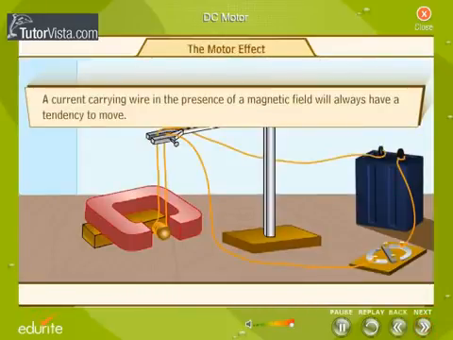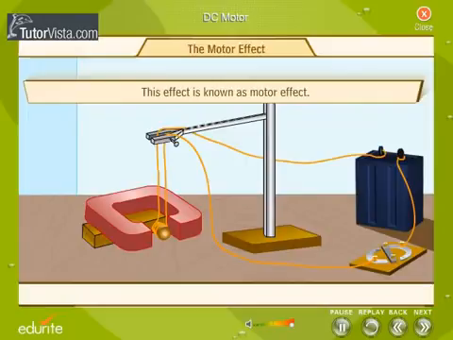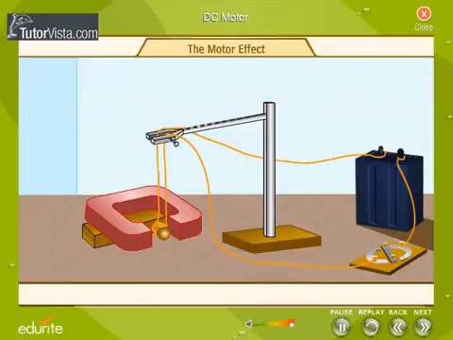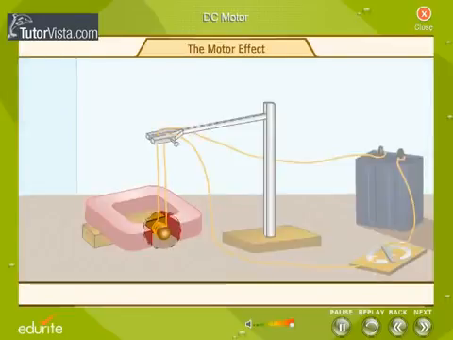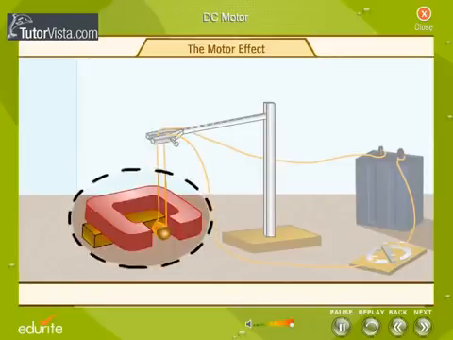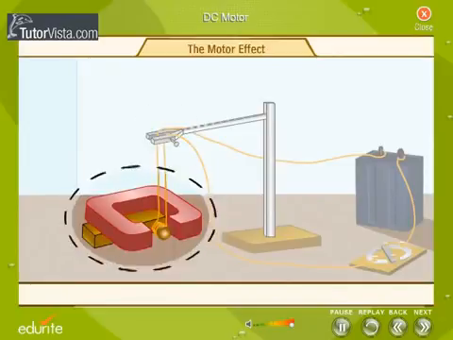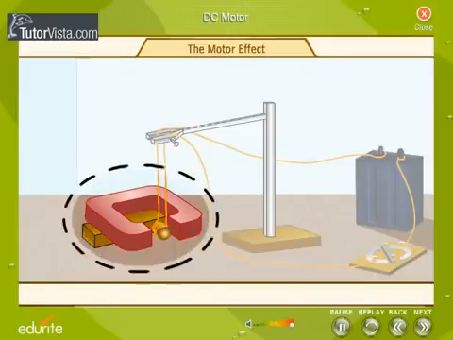A current-carrying wire in the presence of a magnetic field will always have a tendency to move. This effect is known as motor effect. Want to watch the motor effect? Wind several turns of wire around a cork and suspend it from a clamp. Place this arrangement between the poles of a horseshoe magnet.